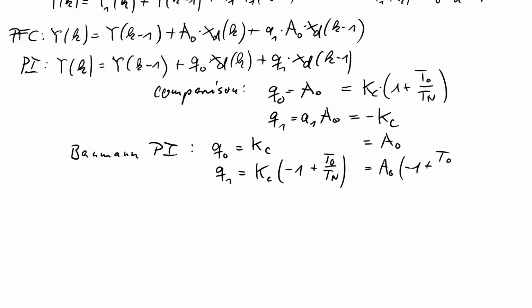plus sampling time divided by Tn, by the time constant of my PFC. So we now can say, okay, this must be A sub 1, A sub O. So we have now a good equation for A1. A1 is negative 1 plus TO divided by Tn. So we can say, okay, the PI controller has a gain Kc, which is identical to our A sub O.